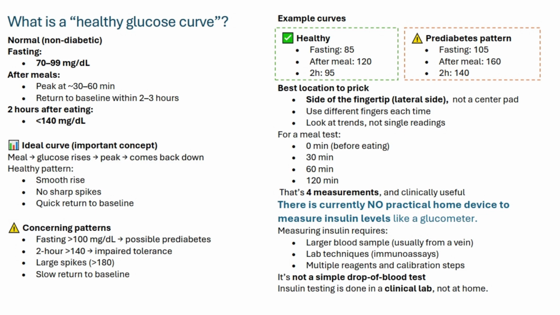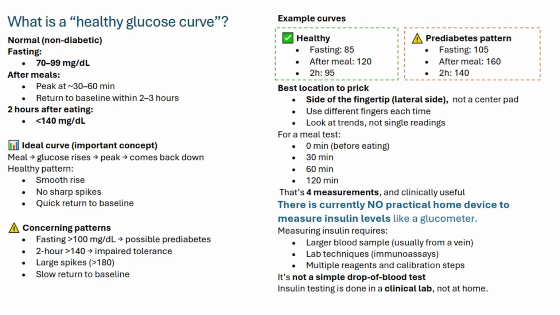For accurate glucose measurement, the side of the fingertip is the best location for pricking, and it is recommended to use different fingers for each test. A comprehensive meal test should include measurements at 0, 30, 60, and 120 minutes.